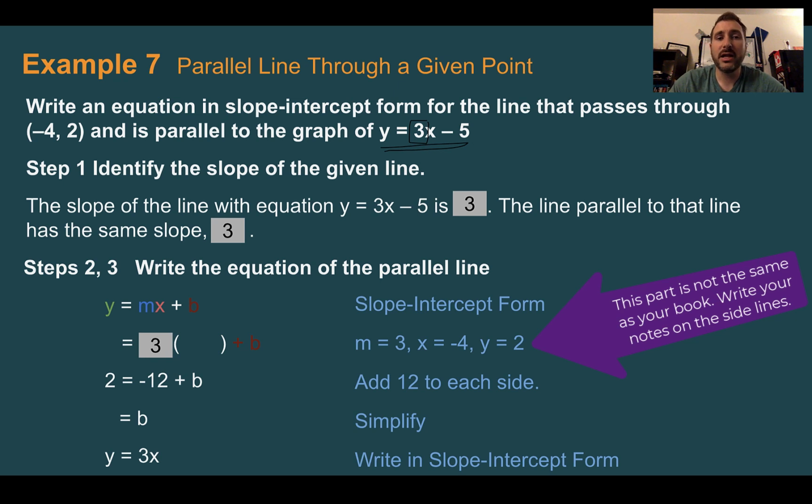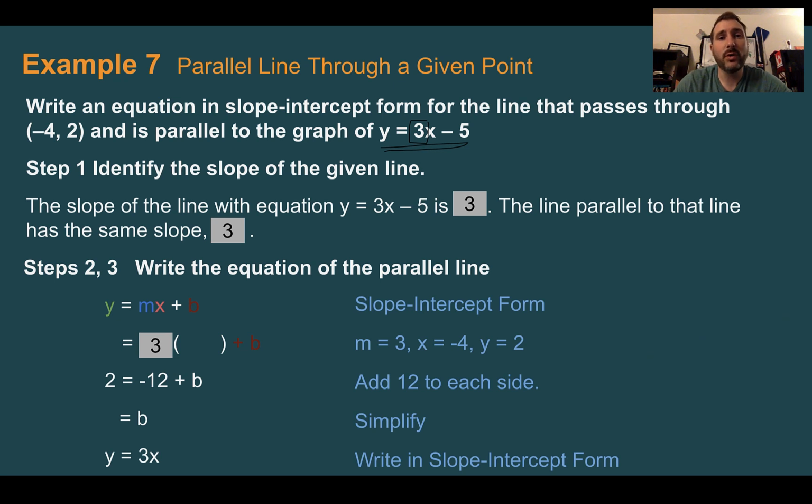I'm going to plug that in for m in our y equals mx plus b. We also know that we have to go through the point (-4, 2). So I'm going to use those values as my x and my y. X is -4, y is 2. So we're going to plug those in. Now let's multiply it out and solve for b. So 3 times -4 is -12. So I would need to add 12 to both sides to get rid of it off of that right side and get b by itself, giving me 14 on the left. So b is equal to 14.